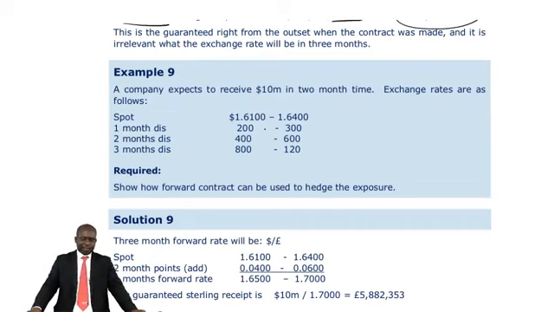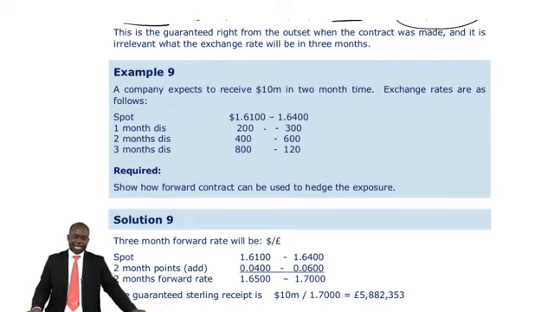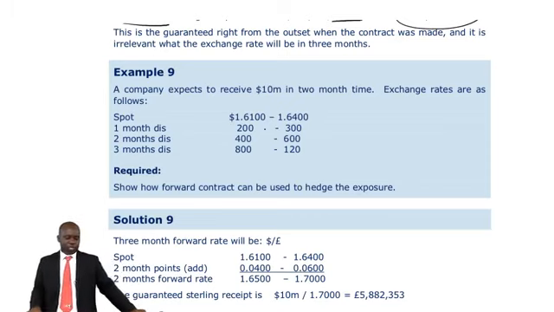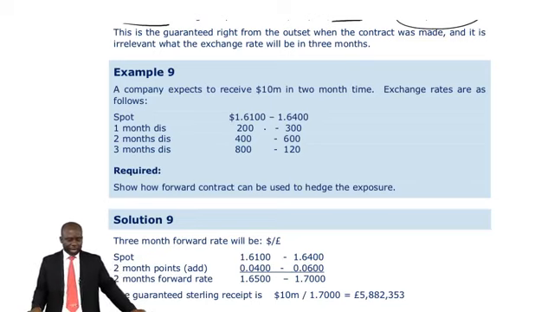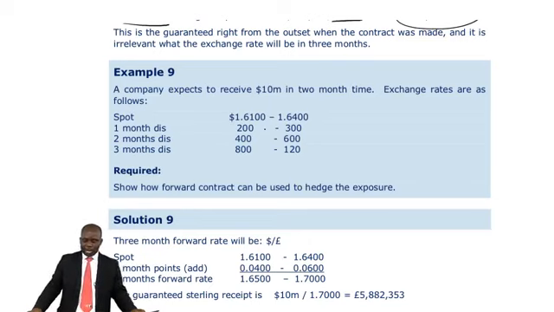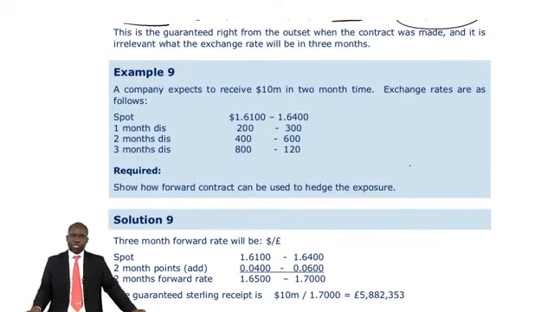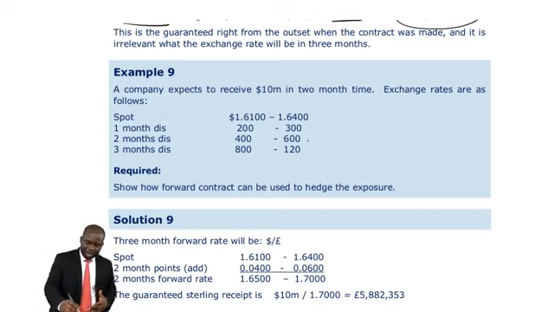Let's take example 9. A company expects to receive 10 million in 2 months' time. Exchange rates are as follows: spot, 1 month, 2 month, 3 month. Required: show how a forward contract can be used to hedge the exposure. I have to receive 10 million in 2 months' time, so I have to enter into a 2-month forward contract.